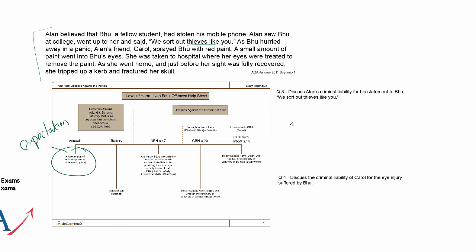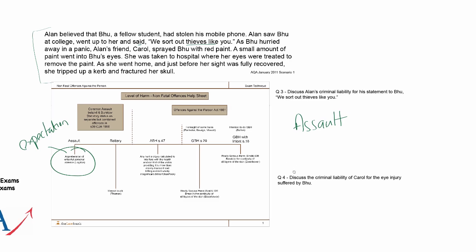And it's always the case that those questions that ask you to decide a liability where there is just a statement and no touching at all are always going to be assault. So we know that question 3 is dealing with assault. And we'll come back to that and how to answer that in the next video. Question 4 is slightly more complex.